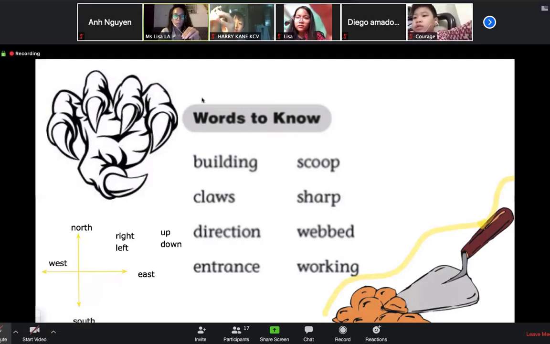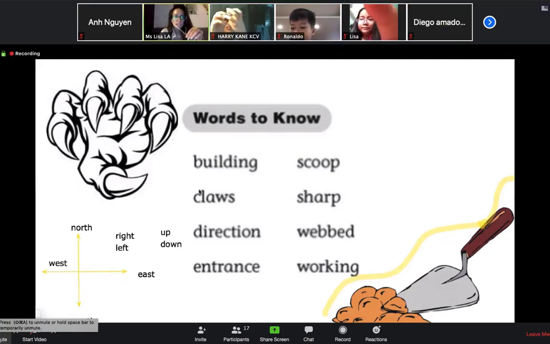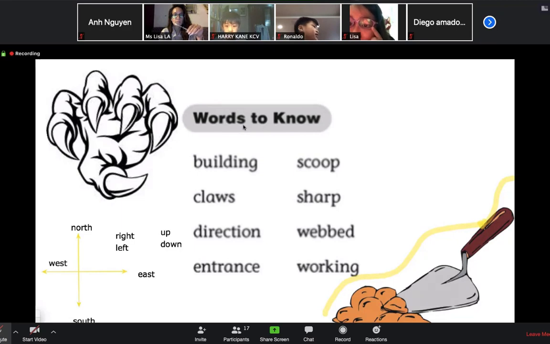And webbed. Who has webbed feet? Sophia, is your microphone working today? No, I cannot hear you. Why don't you type it in to the chat, please? Alex, what is an animal that has webbed feet? Who has it? Feet. Webbed. Not wet, webbed.